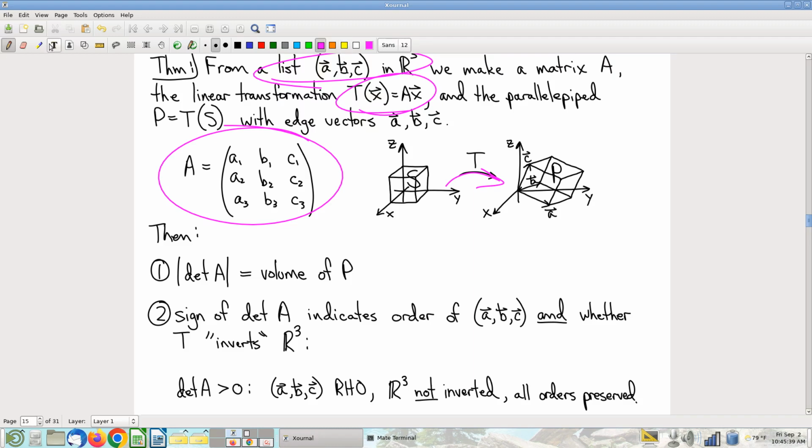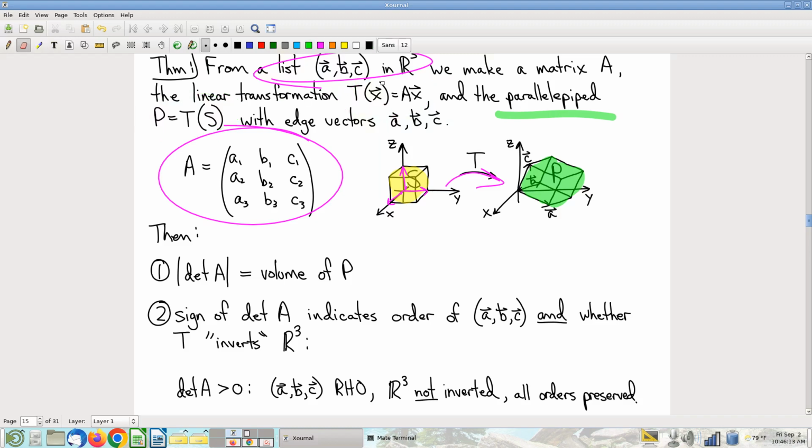If you have a matrix, you have a linear transformation. You can take a unit cube. Keep in mind the unit cube is where the edge vectors are E1, E2, and E3. If you look at the unit cube and look at its image, then it's not a parallelogram. It's kind of a three-dimensional version of that. It's called a parallelepiped.